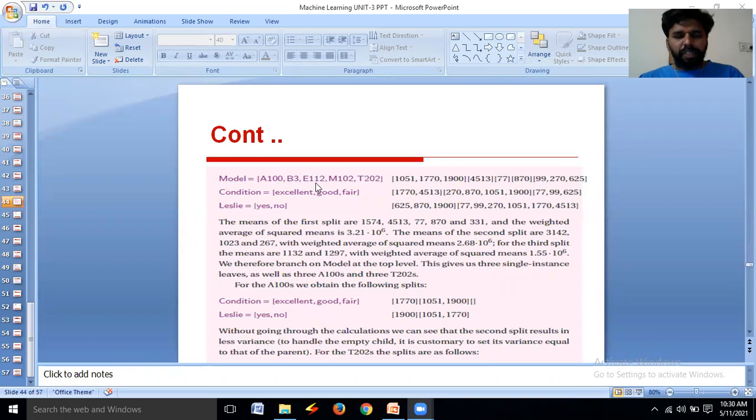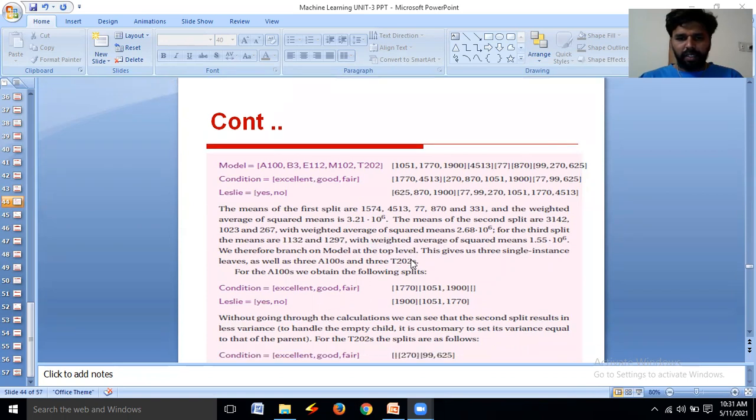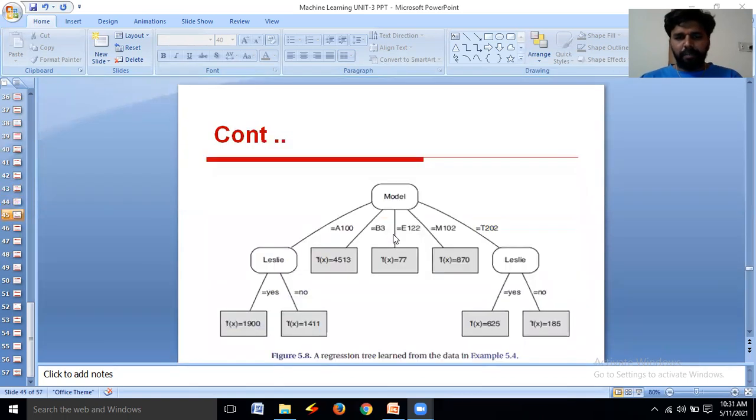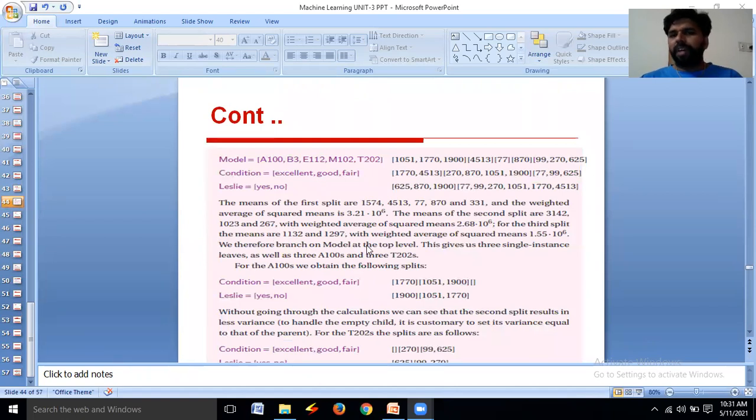Here, these 3 features are mentioned like this, and we calculated mean values as well as the weighted average of squared means. After calculating the weighted average of squared means, we get 3.21 for model, 2.68 for condition, and 1.55 for Leslie. Got the point? Like this, we calculated the mean and the average of squared means.